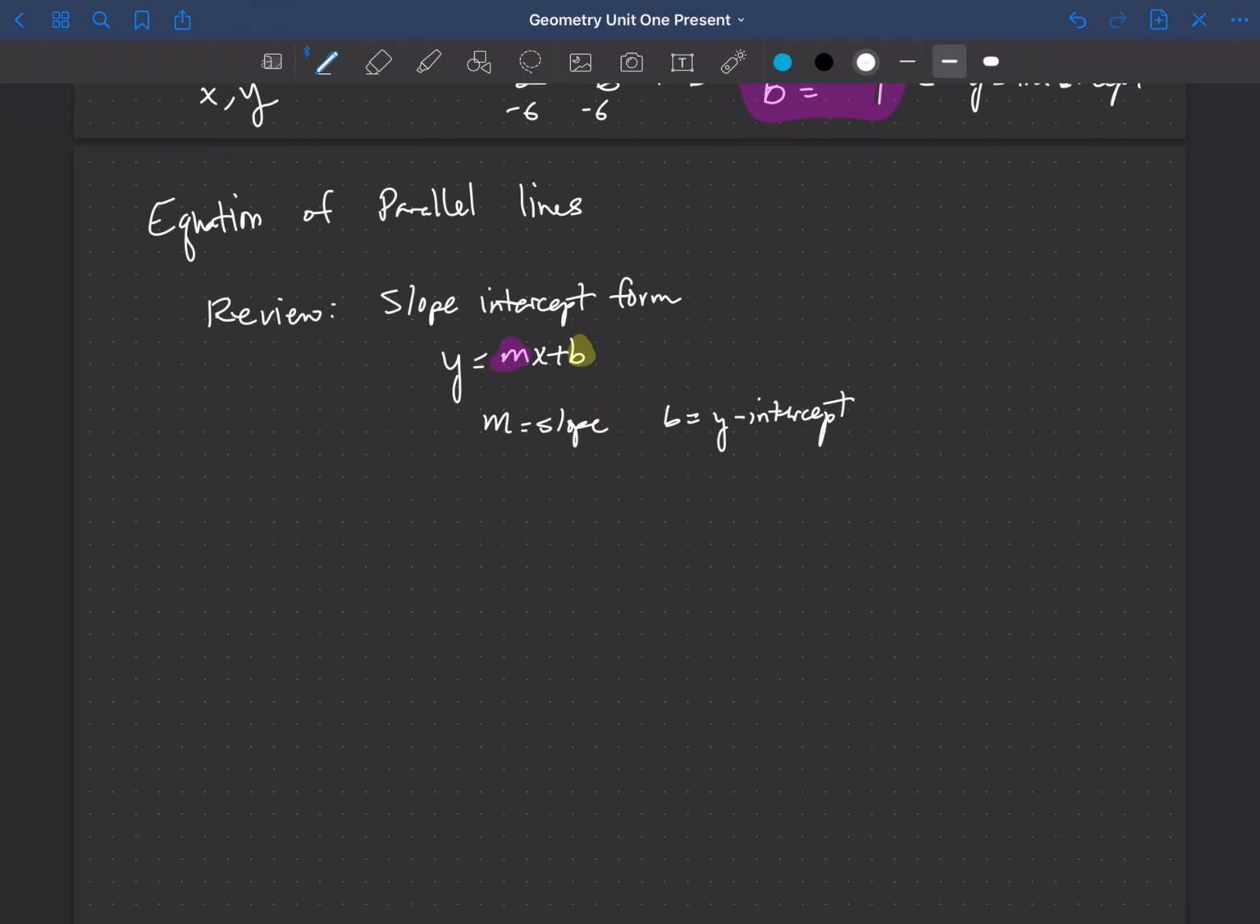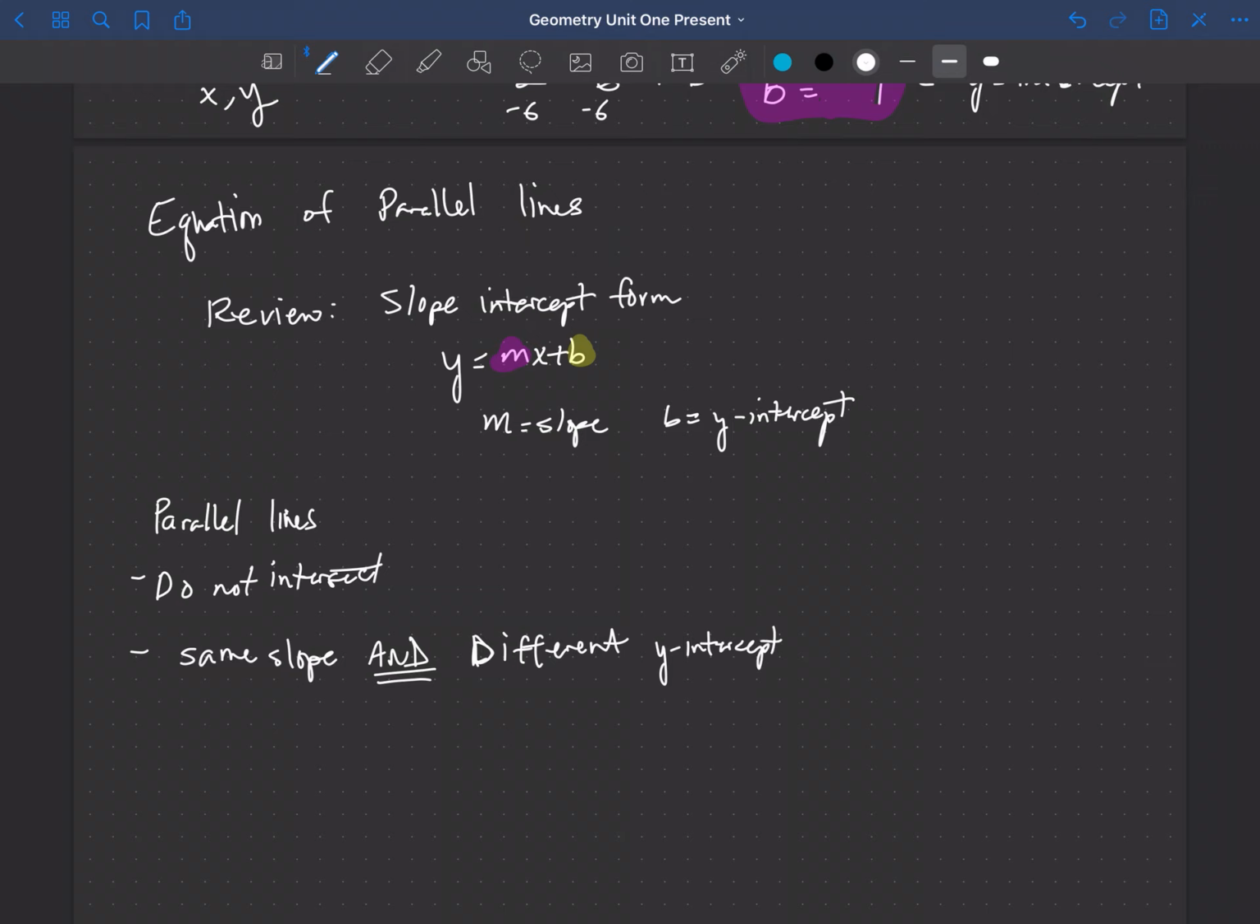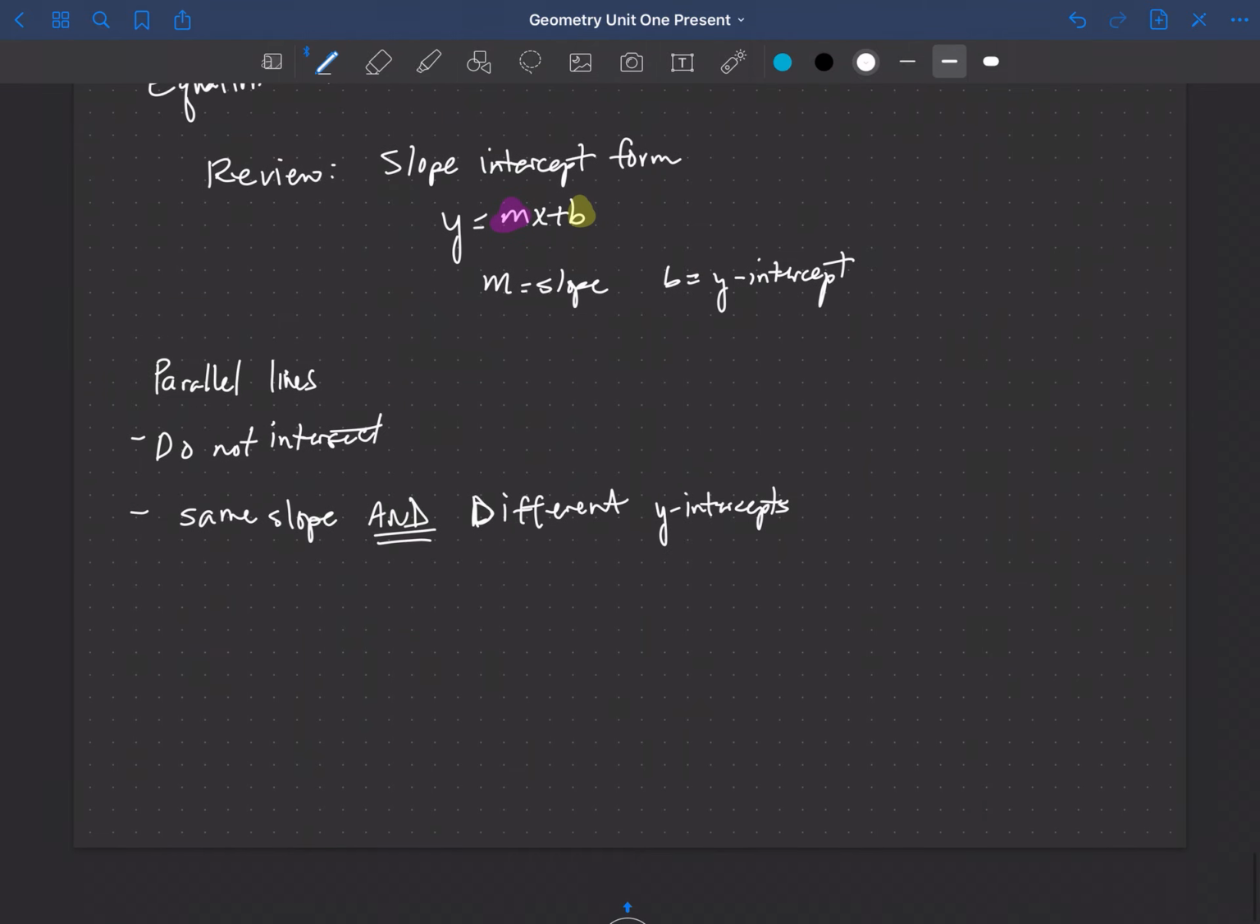Properties of parallel lines that we talked about were that parallel lines do not intersect. Looking at an equation, to show that they don't intersect means that they have the same slope, but they have to have different y-intercepts. Different y-intercepts. Okay, so let's look at a couple examples.